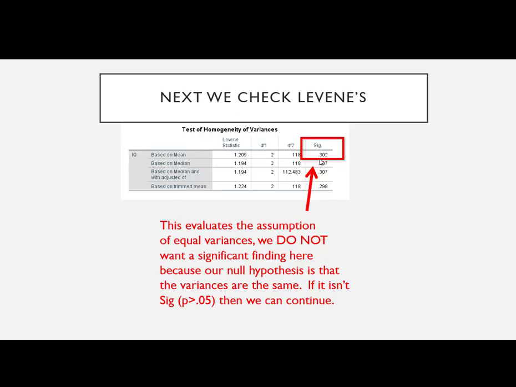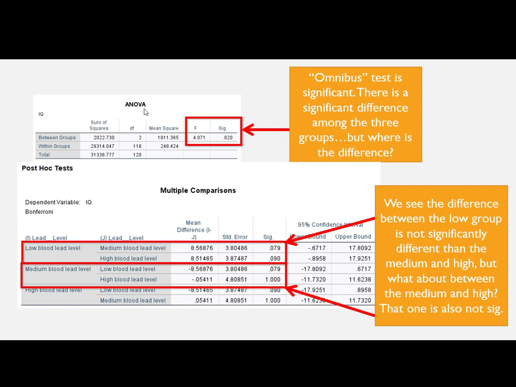Okay, so we check Levene's, and we see that based on the mean, we have no significance, and therefore we have equal variances. So we want to evaluate our ANOVA table. We see the sum of squares, degrees of freedom, mean square. Here's our F statistic and our significance value. You can see that this is less than 0.05, therefore we have a significant omnibus or overall test. Our overall ANOVA is significant. There is a significant difference among the three groups, but where is the difference?